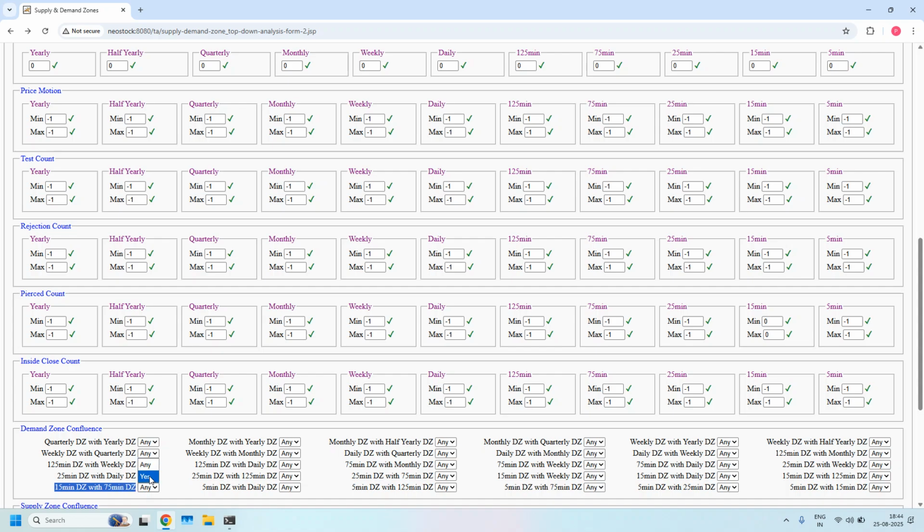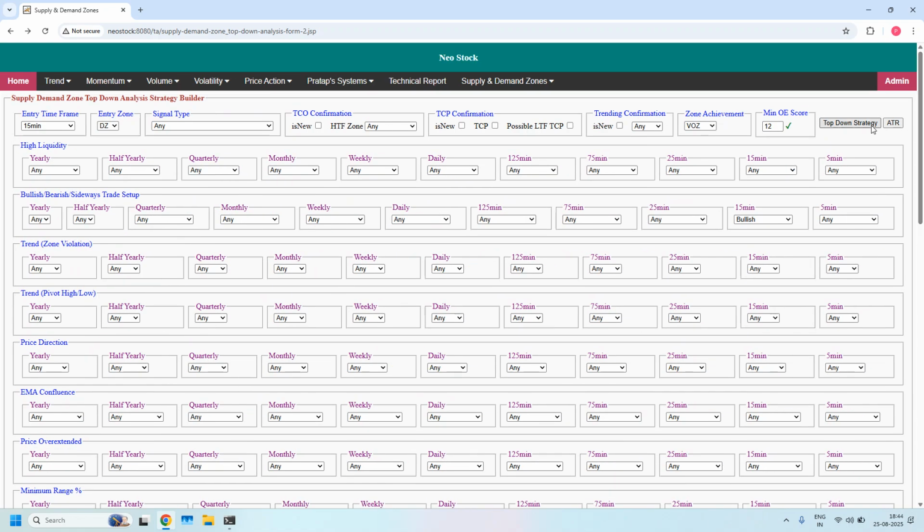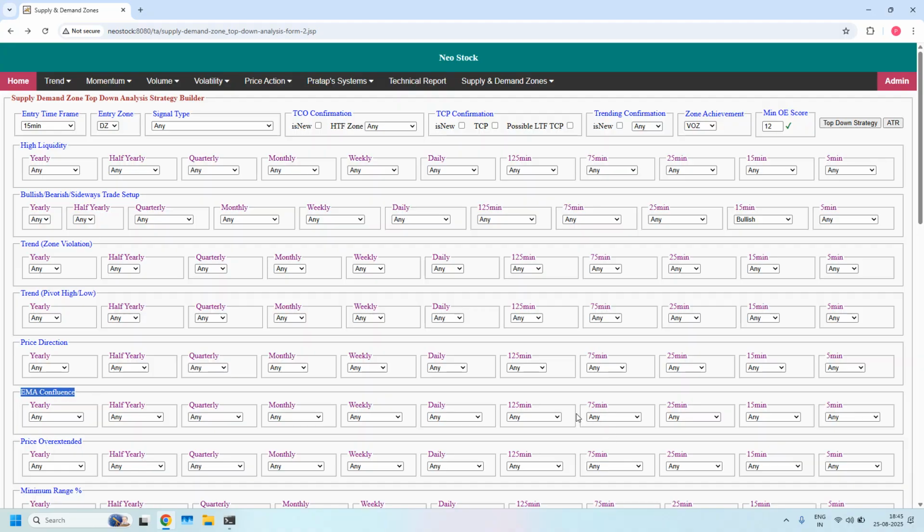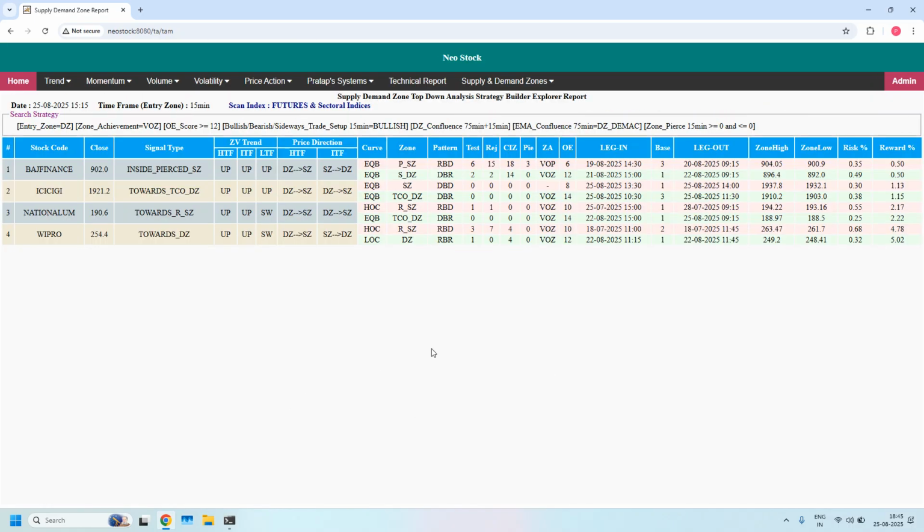So I'm enabling the filter, applying on the 13 stocks. We got 11 stocks. In all the 11 stocks, these 15 minutes demand zones are overlapped with 75 minutes demand zone. And 75 minutes trend, ITF trend, is uptrend in all the stocks. We can further filter this based on 75 minutes demand zone having daily EMA confluence. Now the list has come down to 4 stocks. These 4 15 minutes demand zones might be having more high probability to get success.